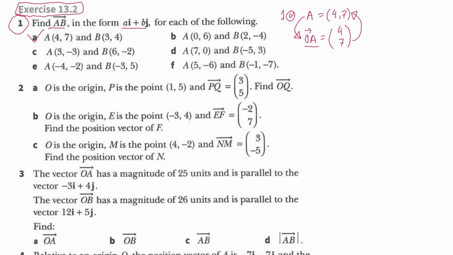In the same way, we can write B, whose coordinate is given as (3, 4), as OB equals 3 and 4. Now the question is asking us to find the vector AB. You can easily write that: AB equals, according to the position vectors, OB minus OA, and consider this as a formula.